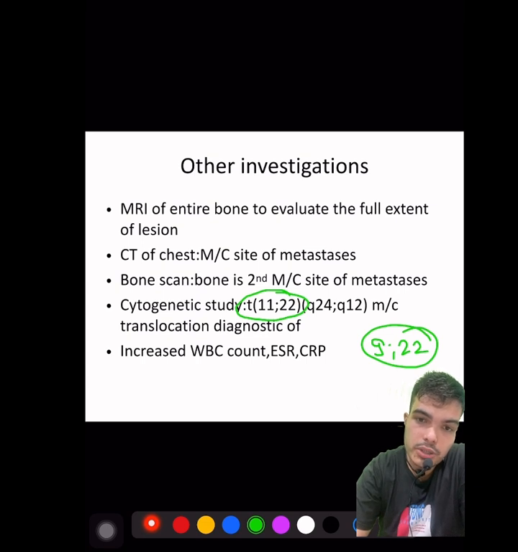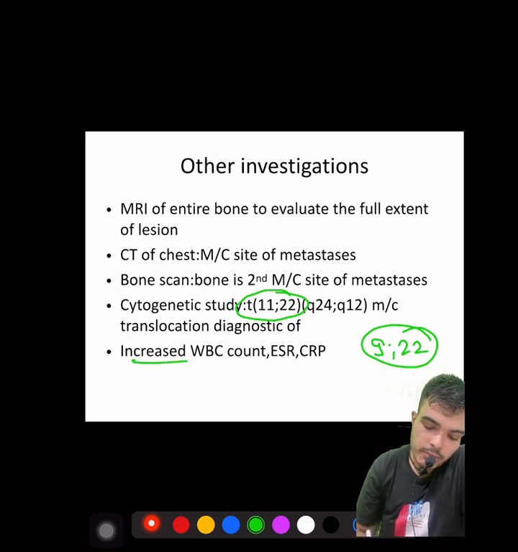Exactly, 11;22 is the 22. And 24;12, exactly 2, 12 into 2 is 24. So 24;12. Do not write 12;22. It's 24;12. Most common translocation. There is an increase in the WBC count, ESR and CRP.